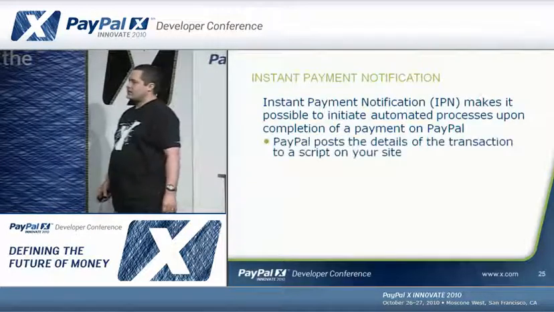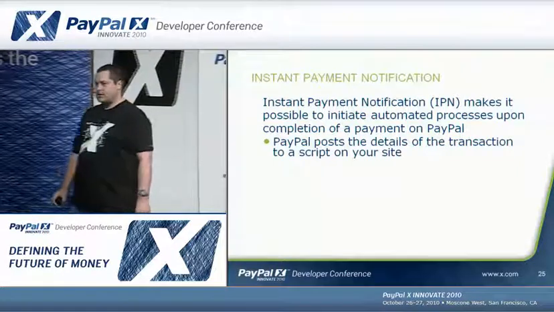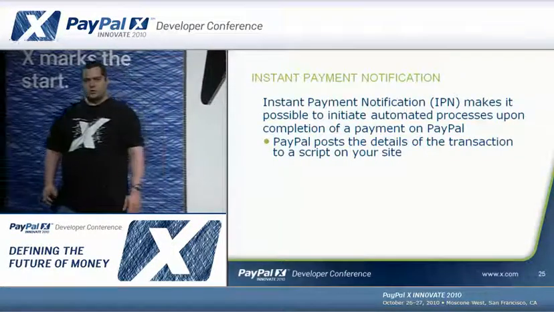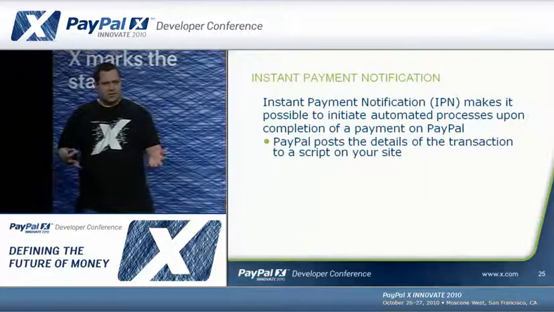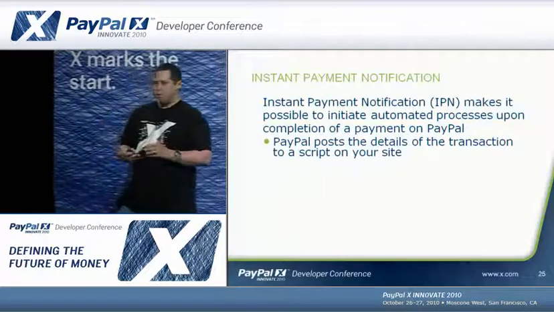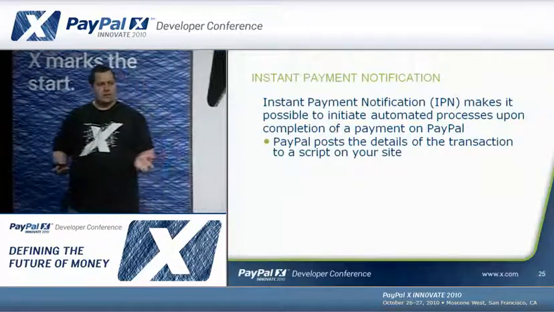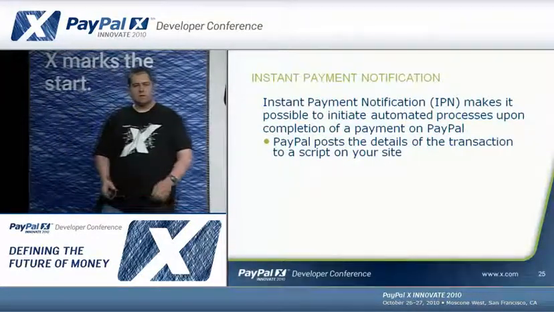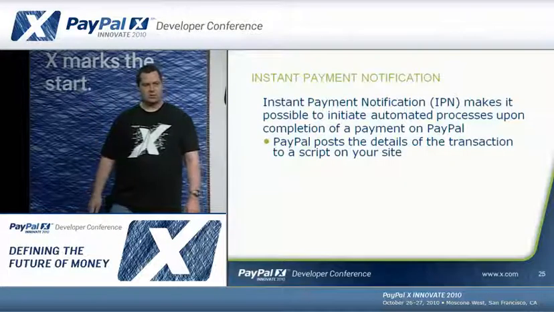And how it works is PayPal will post the details of the transaction to a script on your site. So what you do is you write an instant payment notification handler. You post it up to your website. You give PayPal the URL for where that script is on your website. And any time a transaction happens, PayPal is going to post the details of that transaction to your script.